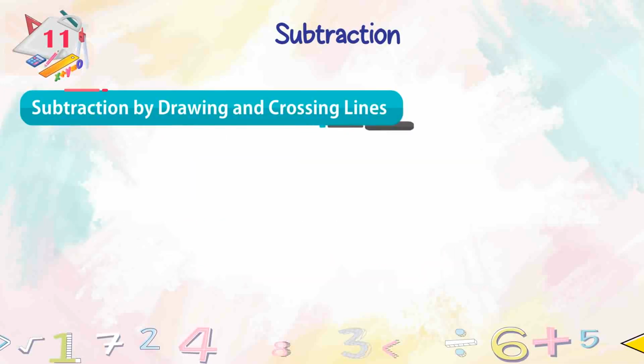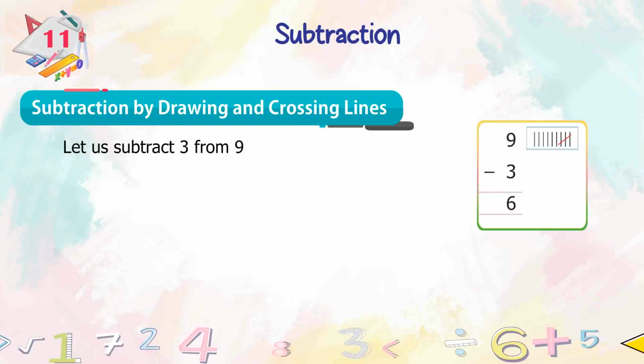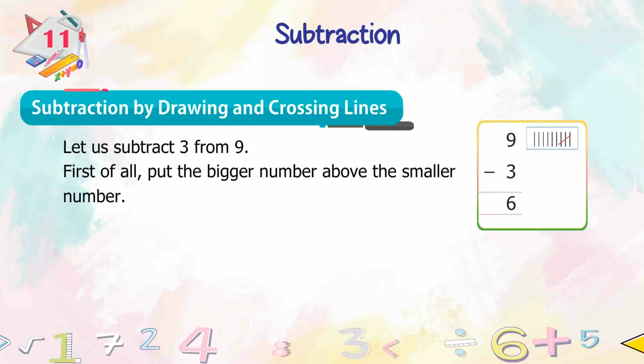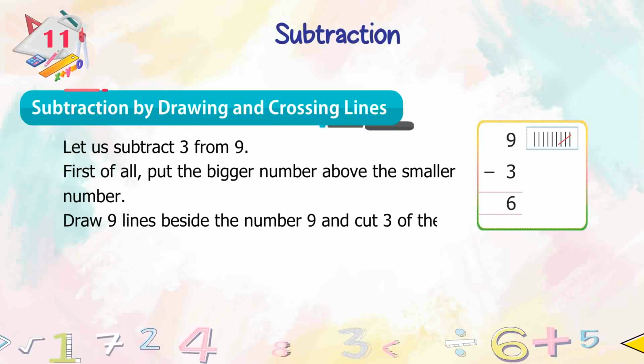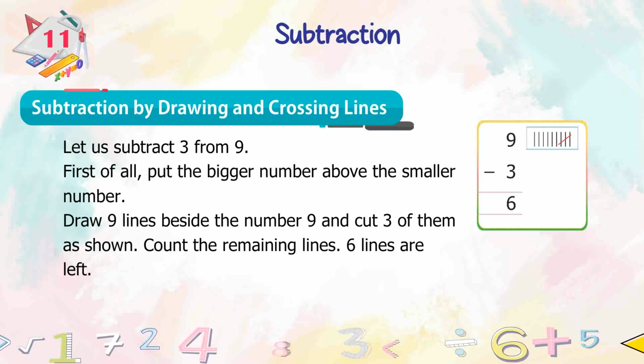Subtraction by drawing and crossing lines. Let us subtract 3 from 9. First of all, put the bigger number above the smaller number. Draw 9 lines beside the number 9 and cut 3 of them as shown. Count the remaining lines. 6 lines are left. So, we get 6 as difference, which is our answer.